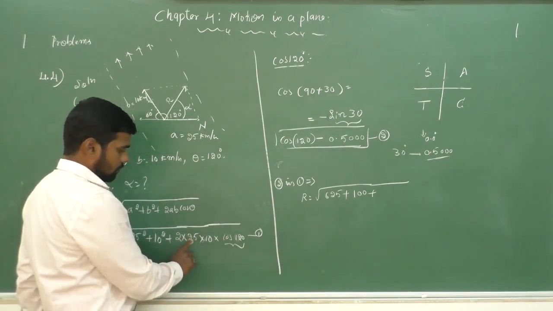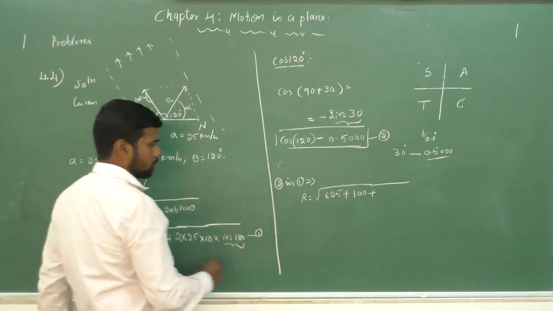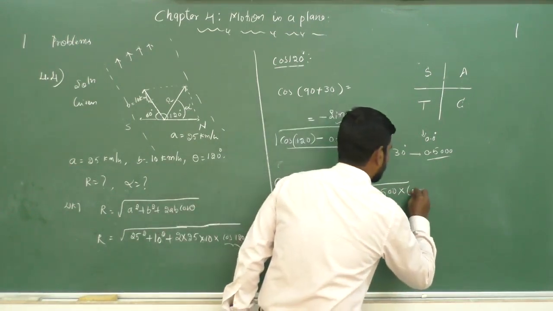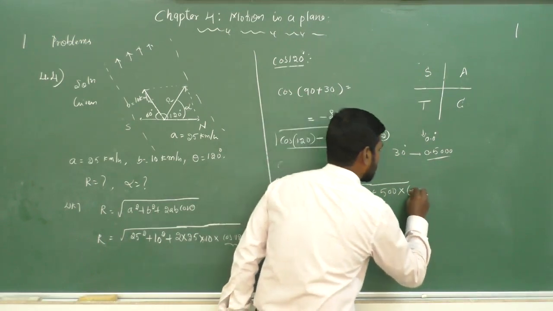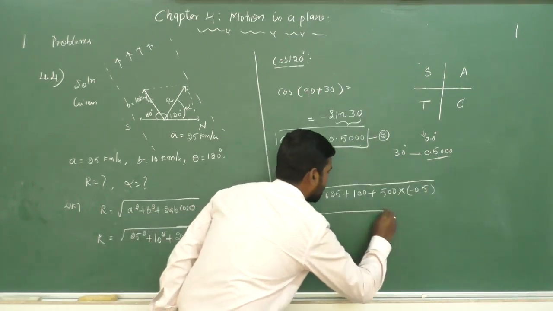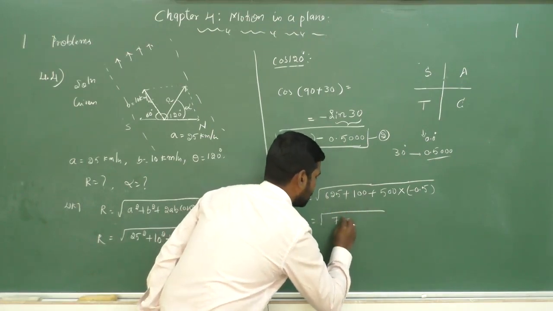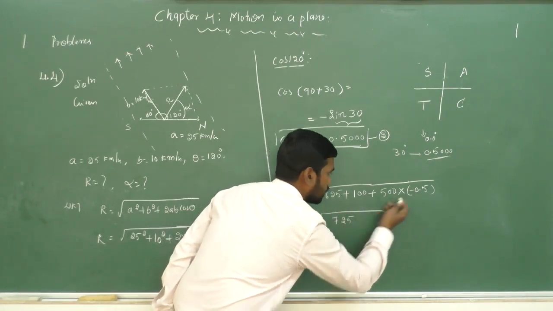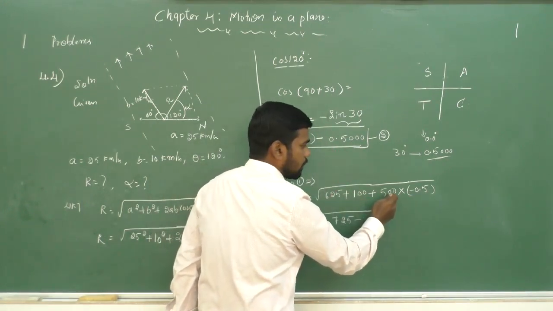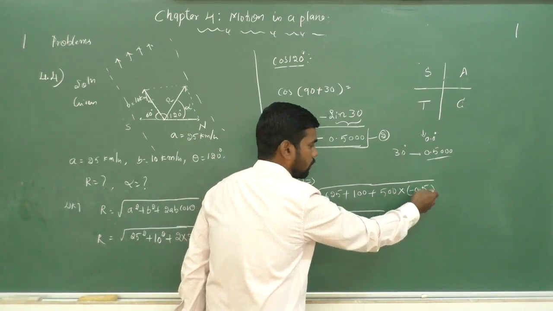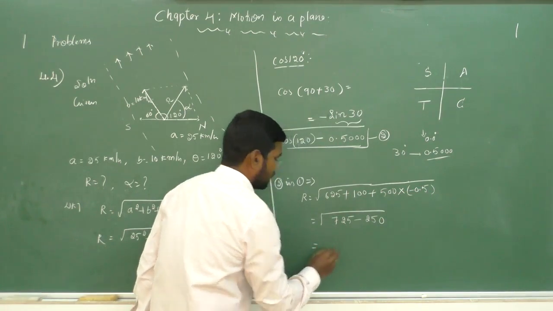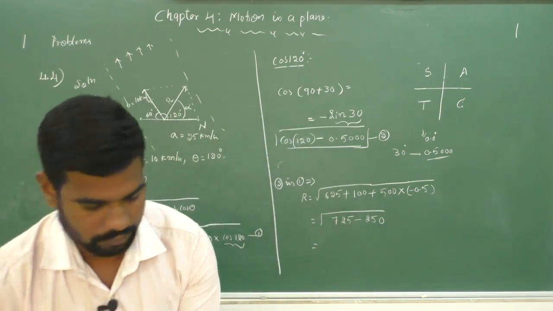500. 25 into 10 is 250, 250 into 2 is 500. 500 into 0.5, this value, that one is minus 0.5. Only that we can write. Then here 625 and 100 is 725. Here minus into plus, here minus. Here it is minus 500 into 0.5, that one is 250. So 725 minus 250, okay.